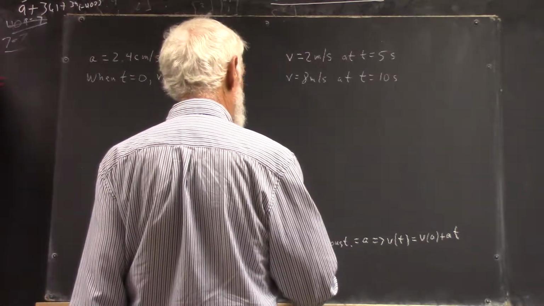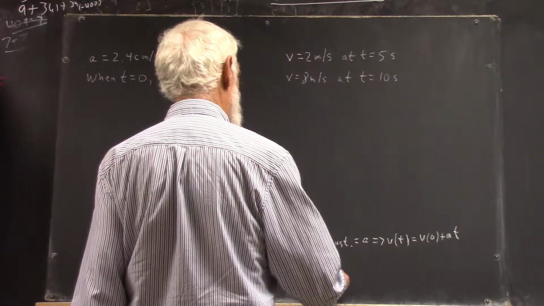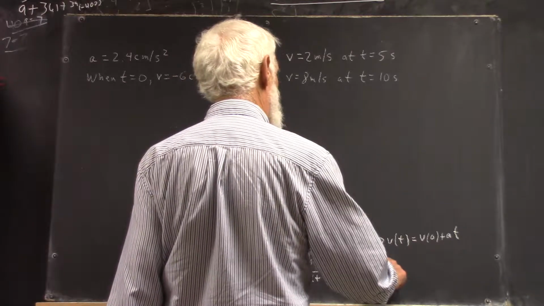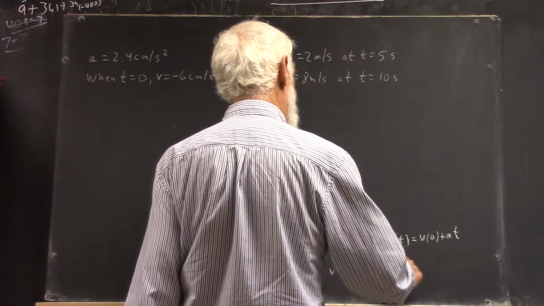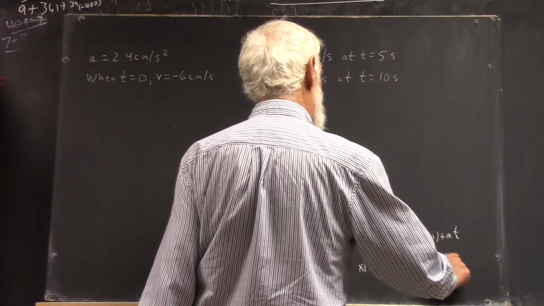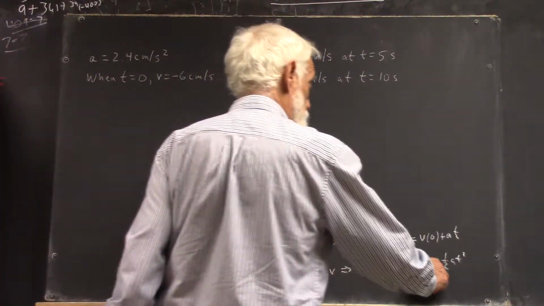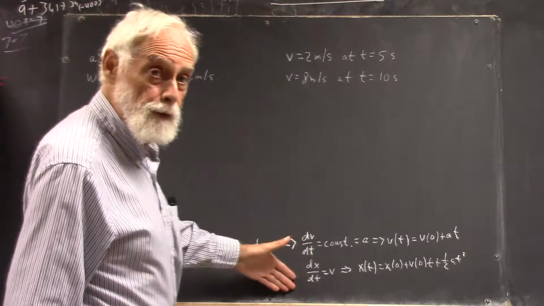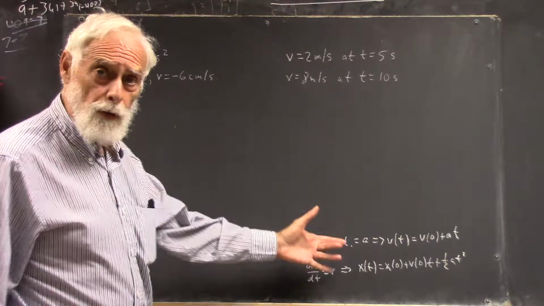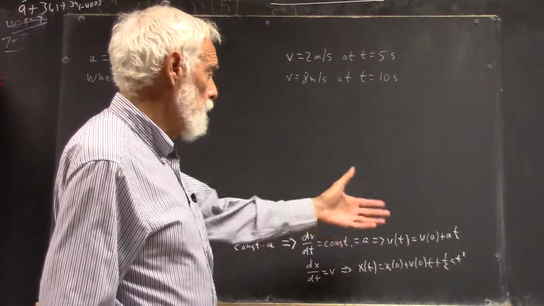And then this implies, well, dx/dt equals v. This implies that x of t equals x of 0 plus v of 0 times t plus 1/2 a t squared. So we know this. So if you're given the acceleration is uniform, you know both of these, and you know the other two equations of motion, uniformly accelerated motion, that follow from these.